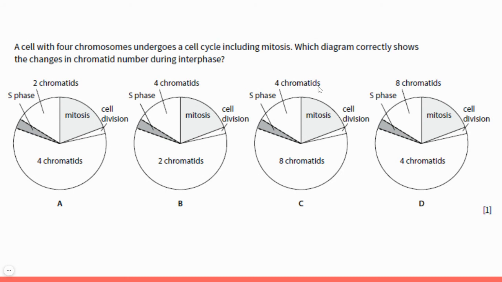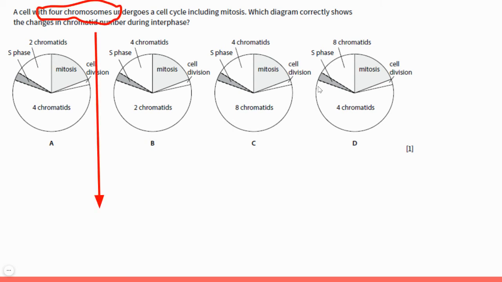A cell with 4 chromosomes undergoes a cell cycle including mitosis. So this is the chromosome number of the cell. Number of chromosomes of the cell is given, 4 chromosomes. Which diagram correctly shows the changes in chromatid number during interphase? So here you have to see the chromatid numbers and tell which diagram is showing all the chromatid numbers correctly as per the cell cycle stages. One thing that is given to us in the question is there are 4 chromosomes.